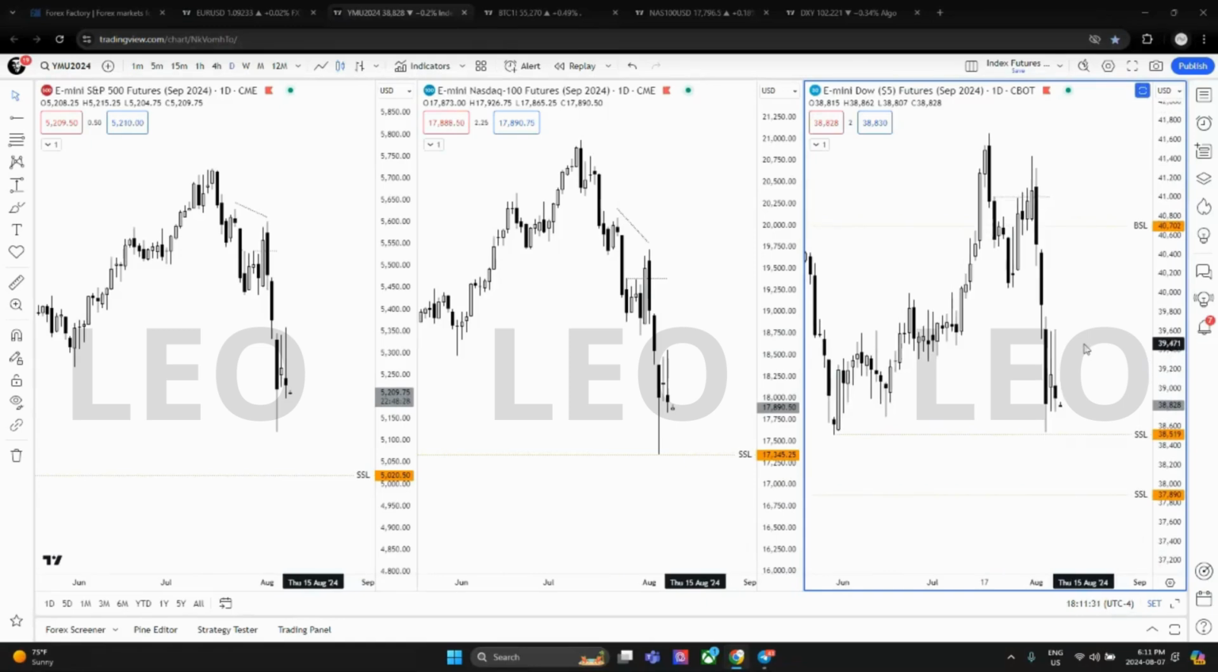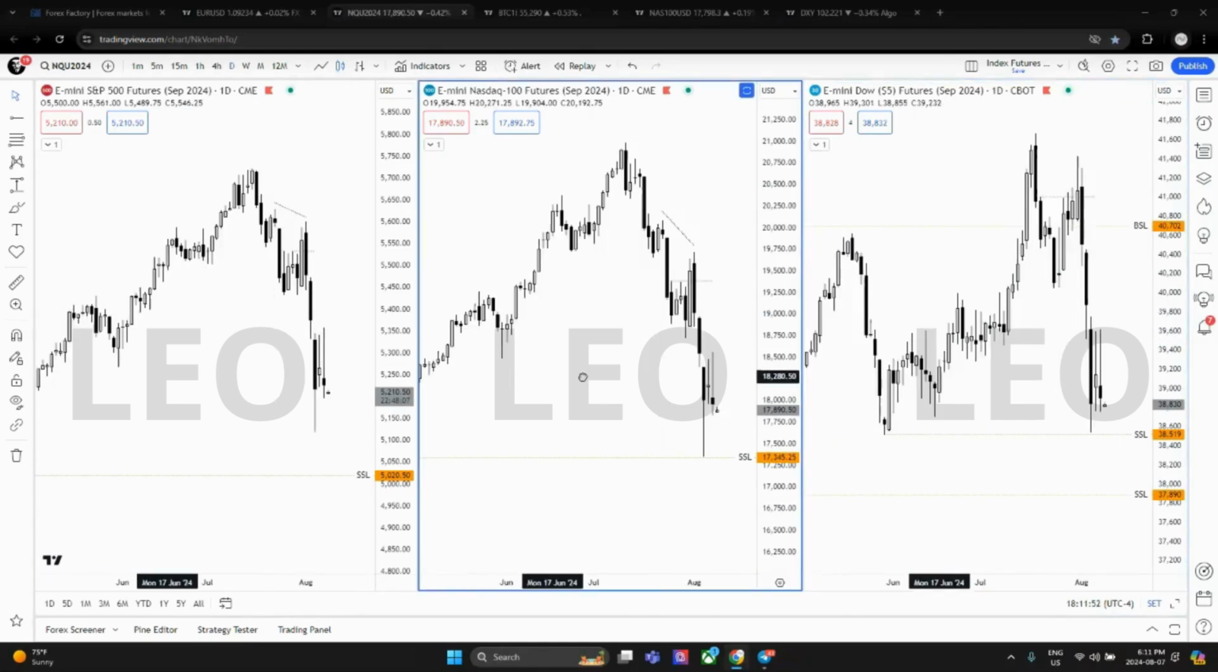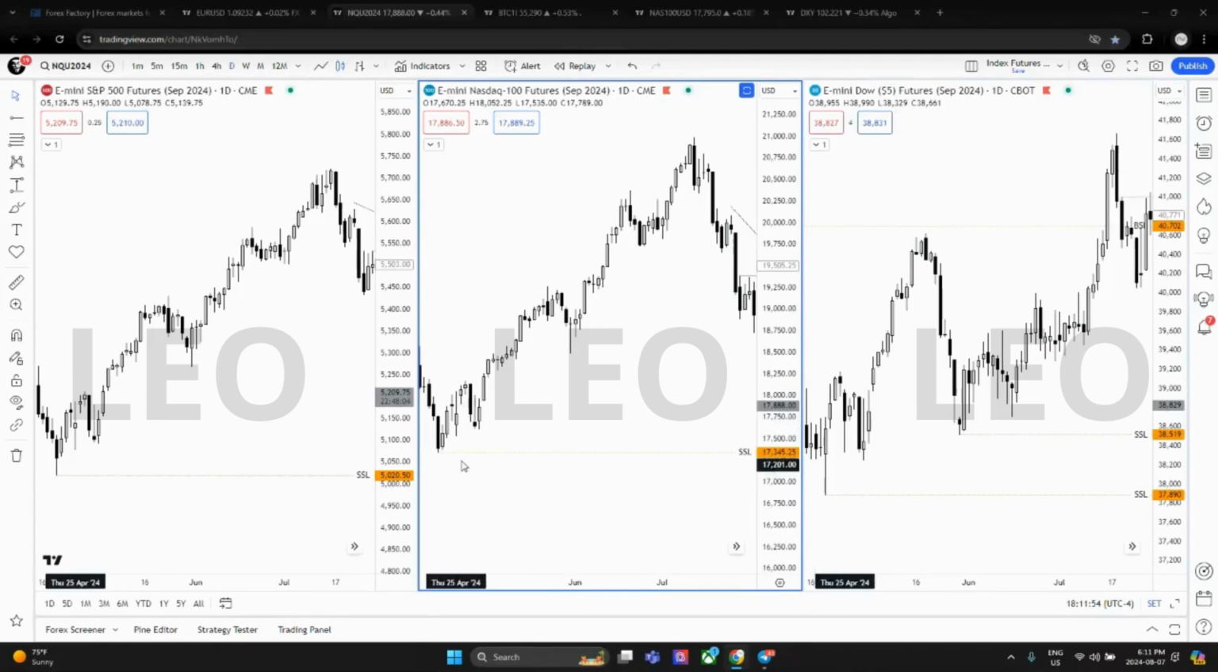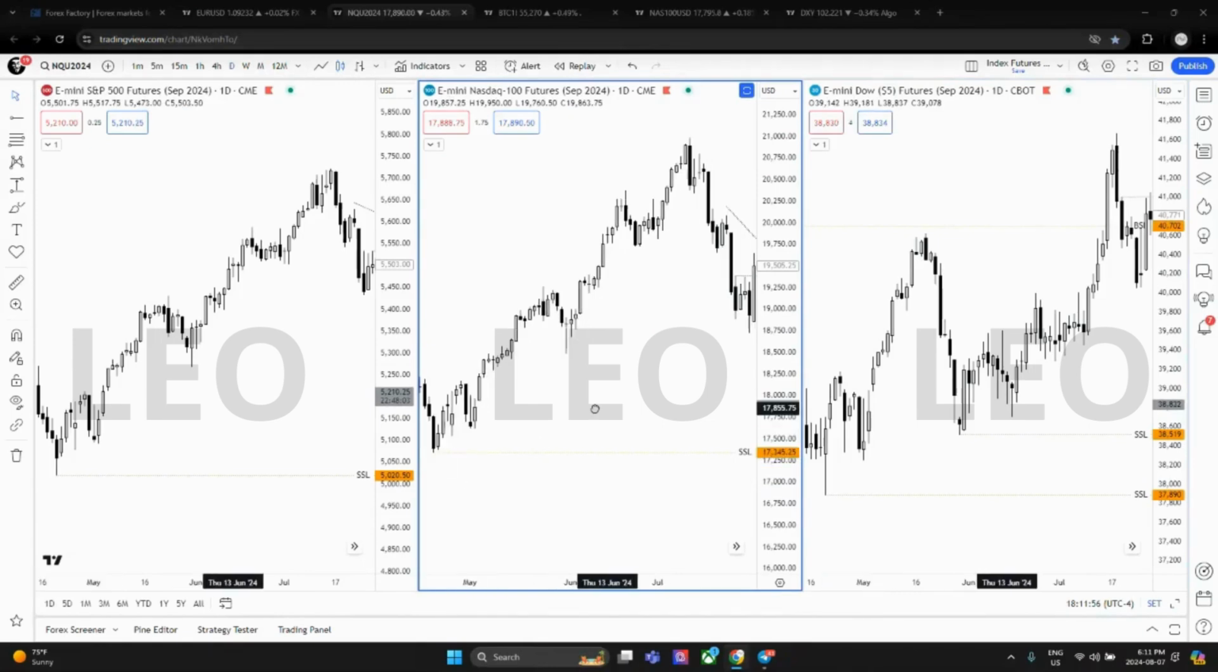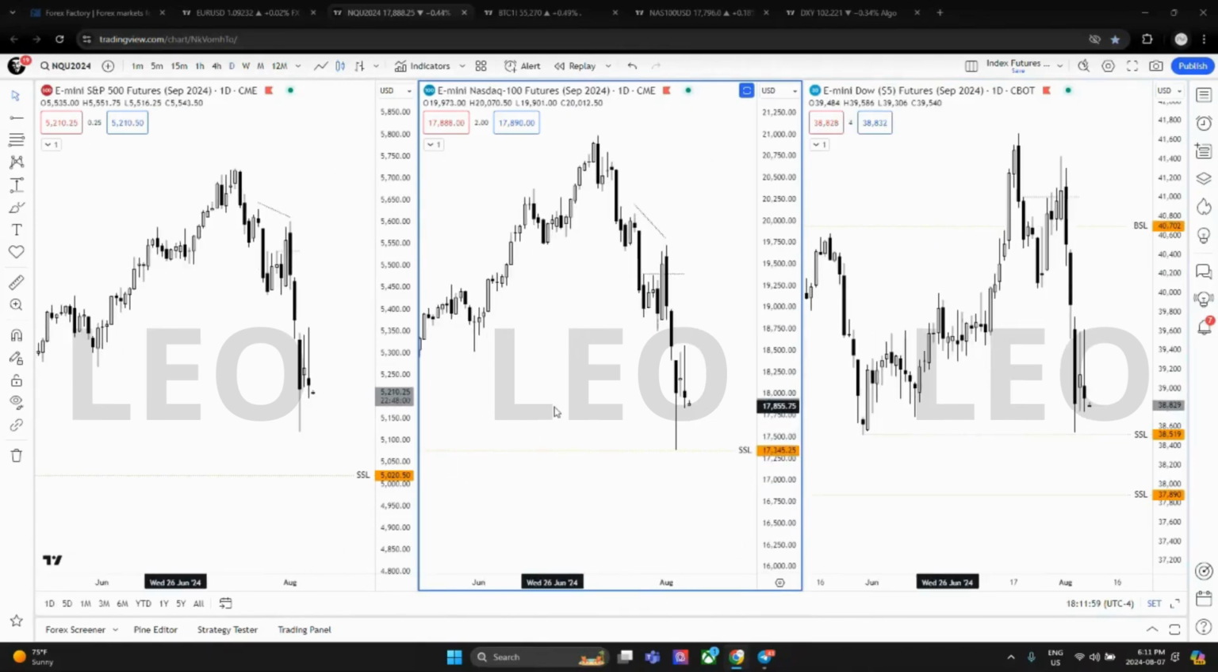It's not like me being secretive or anything. It's literally me just saying that I expect price to be drawn to this level. I expect price to go to this level, right? 38,590. Yeah, for the Dow. And of course, we expect this low just has to be taken, in my opinion.